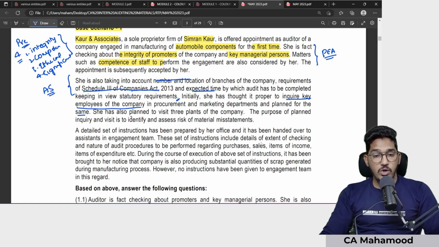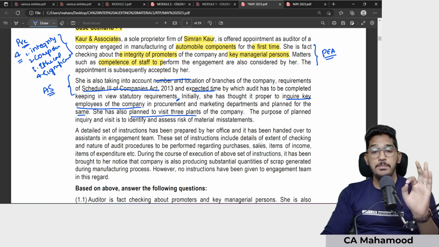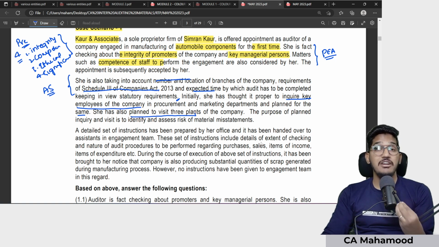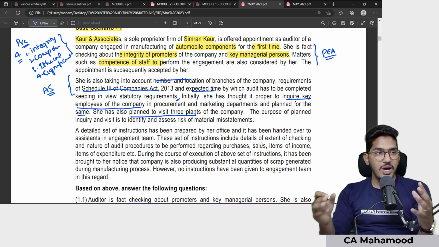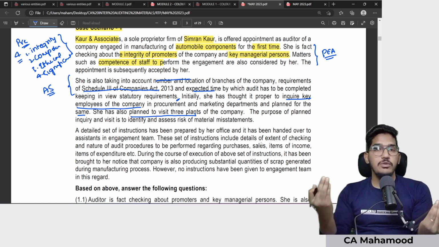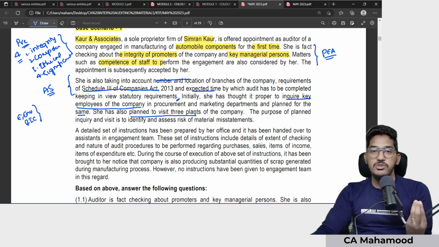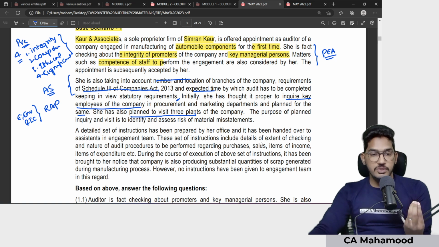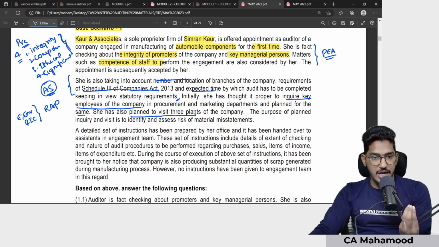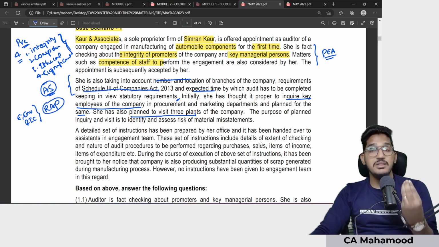In addition to that, she also planned to visit 3 plants of the company. Nothing but she also planned for a plant visit. By doing inquiry with the top level management and also by visiting the client's premises, what is she trying to do? She is trying to obtain understanding of the entity, its environment and its internal control. This procedure only we call as what? Risk assessment procedure.